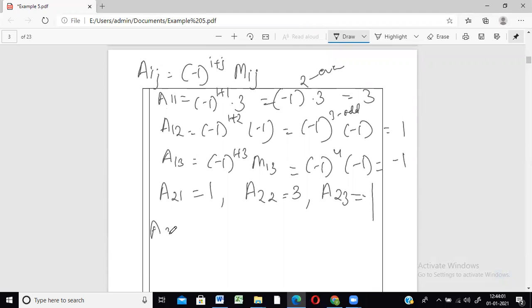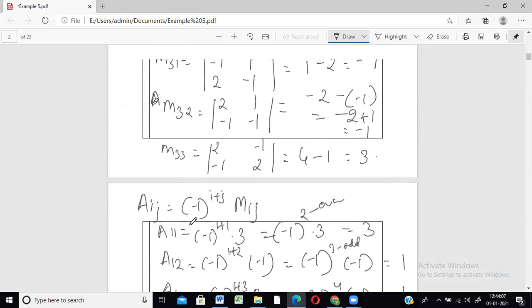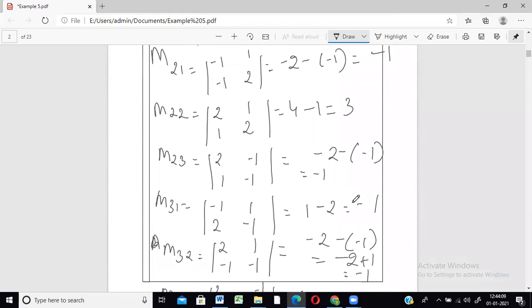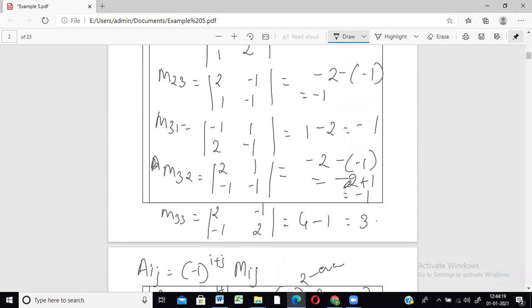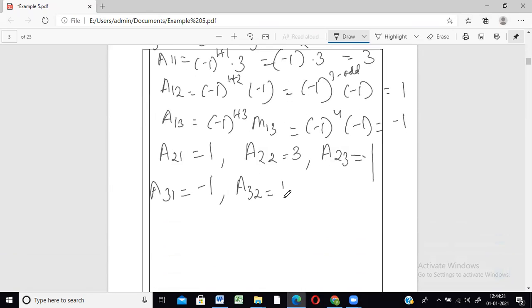Now next one, a31. What is a31? 3 plus 1 is 4. 4 means even, the sign is not changing. So this is -1 as it is. What is a32? 3 plus 2 is 5. 5 is an odd power, the sign will change. This is M32, which is -1, so this will become +1.